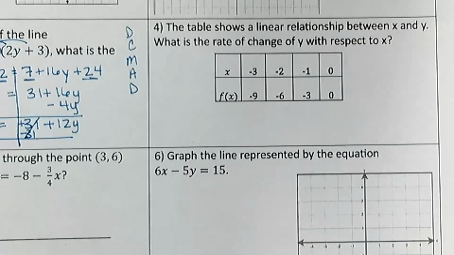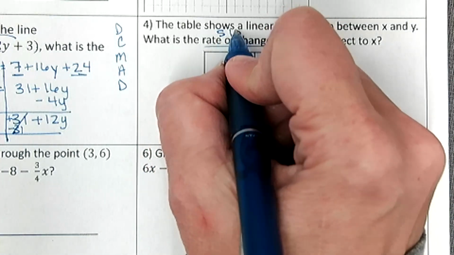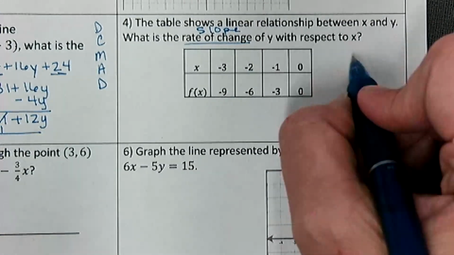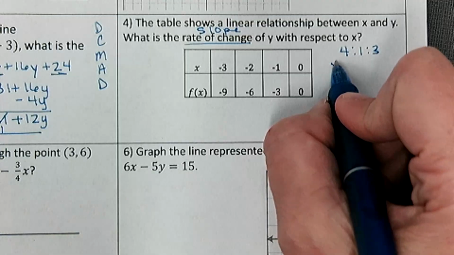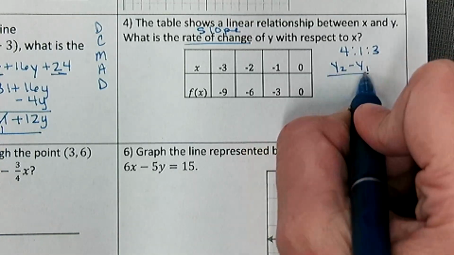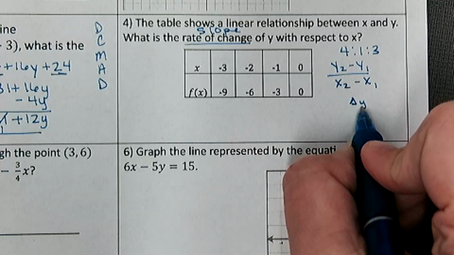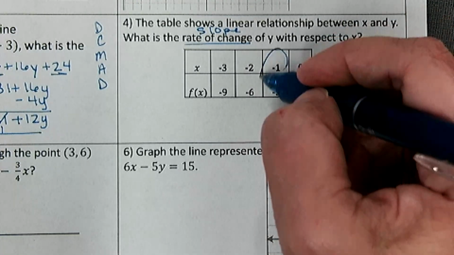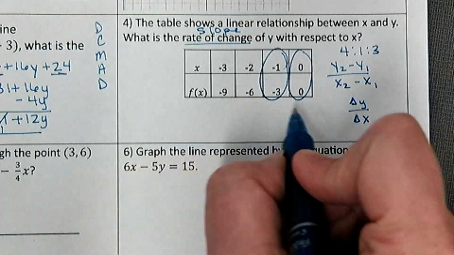Number 4, what is the rate of change? So rate of change is just another way of saying slope. So you have a couple of options on this. You can use your yellow calculator. You can do y2 minus y1 over x2 minus x1. You can do change in y over change in x. I'm going to go ahead and use these 2 points. I'm just going to do y2 minus y1.